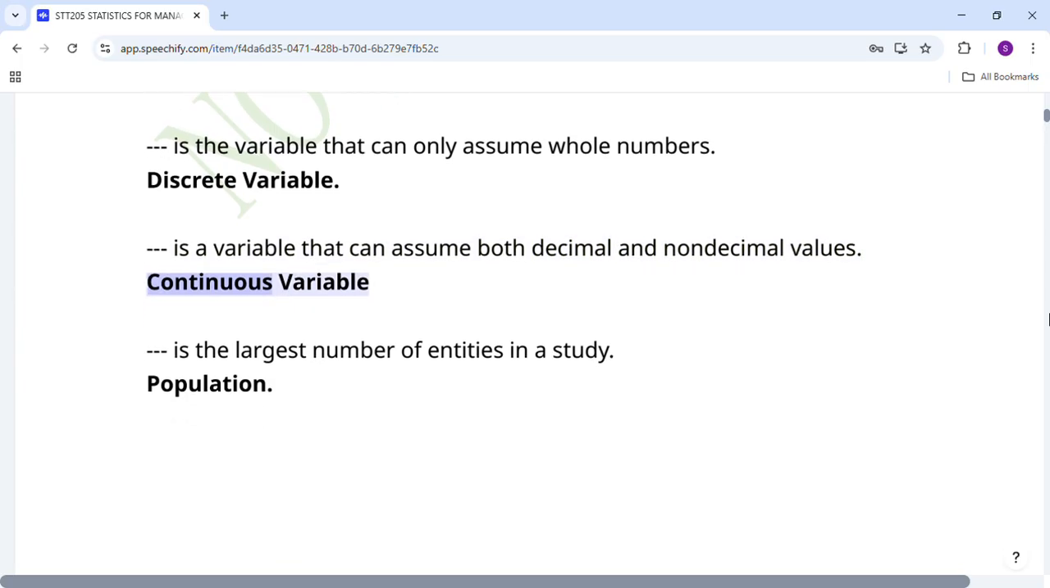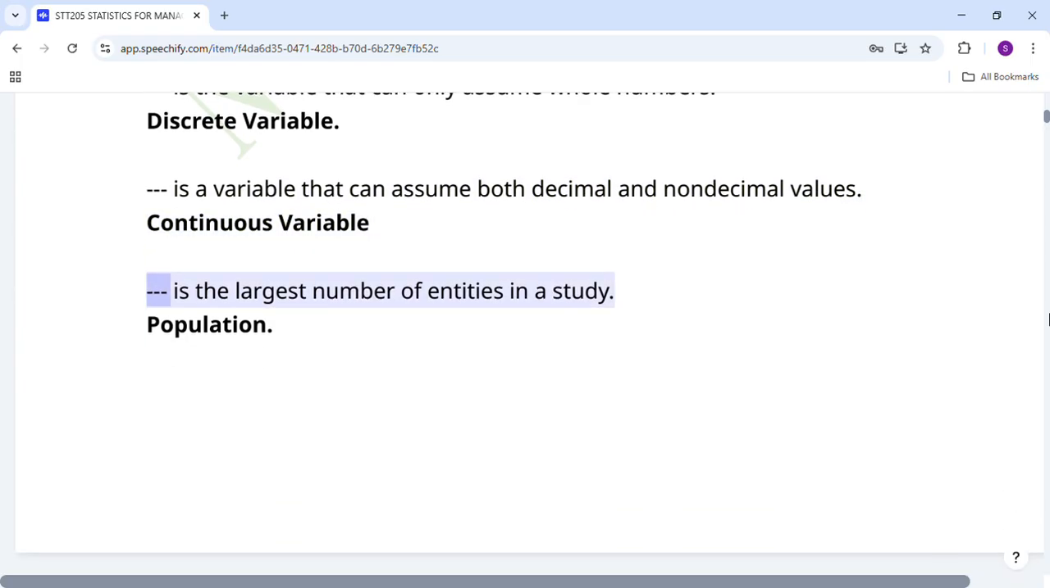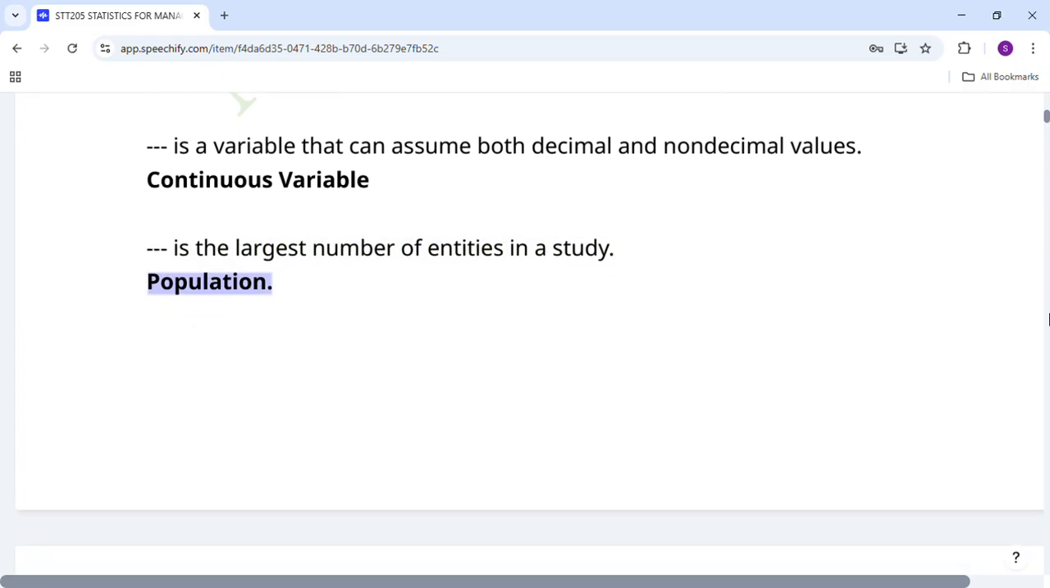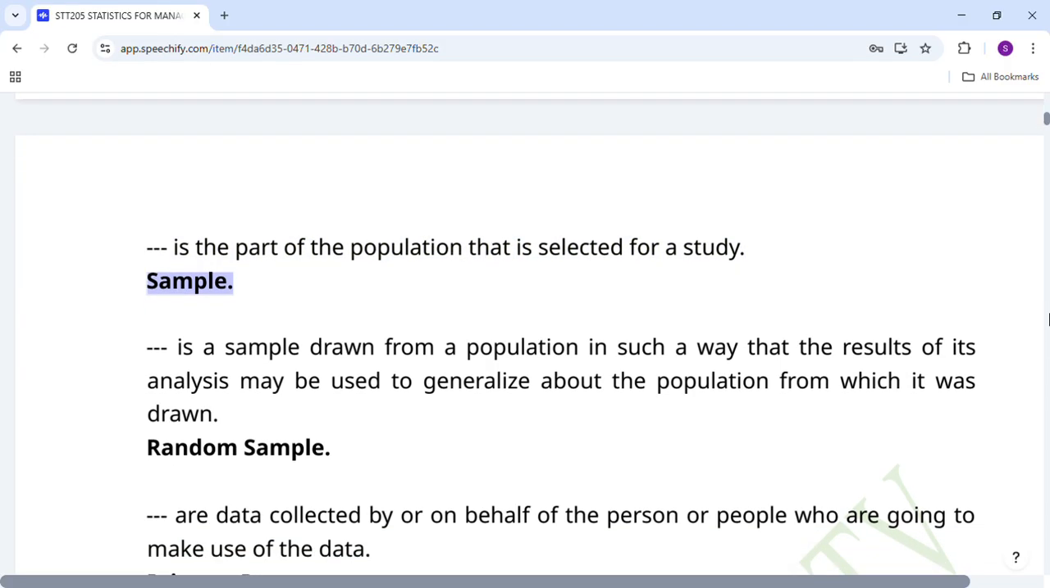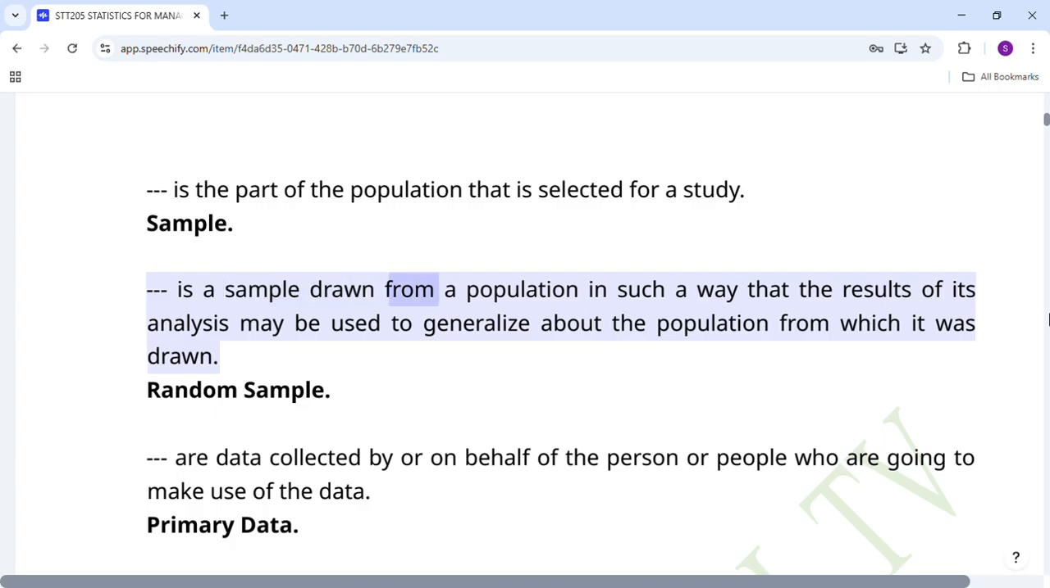Continuous variable is a variable that can assume both decimal and non-decimal values. Population is the largest number of entities in a study. Sample is the part of the population that is selected for a study. Random sample is a sample drawn from a population in such a way that the results of its analysis may be used to generalize about the population from which it was drawn.